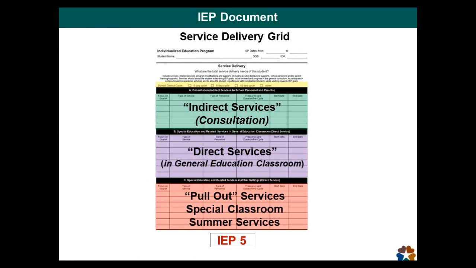So again, this is just the data collection strategies. We're not going to really go into it. So here is the next section. This is IEP 5. And this, I think, is the most confusing part of the entire IEP. It is interesting to say the least. This grid will show you all of the services that a student will be receiving, including specialized instruction, throughout either the week or the cycle.